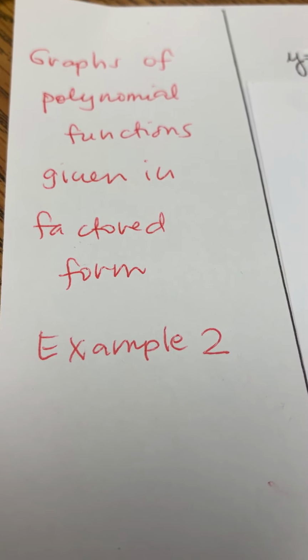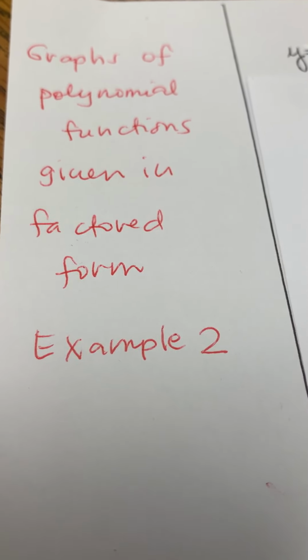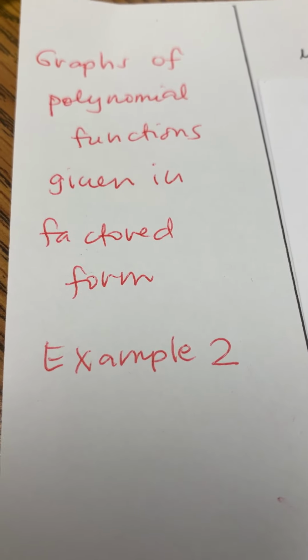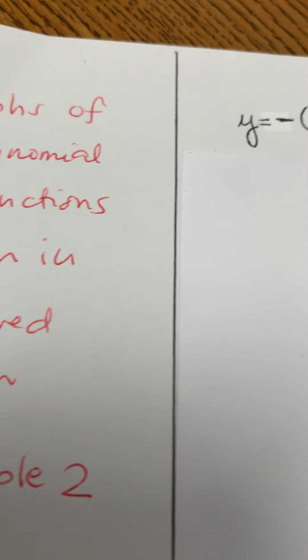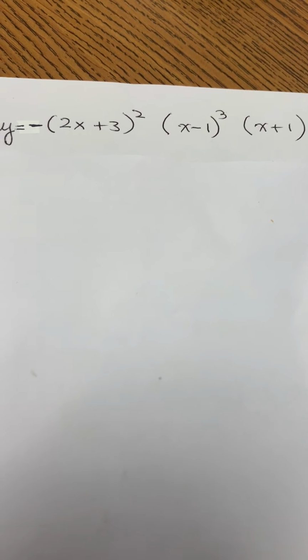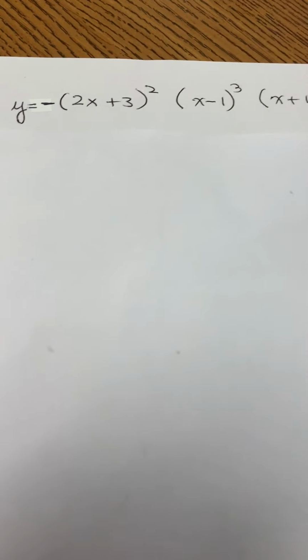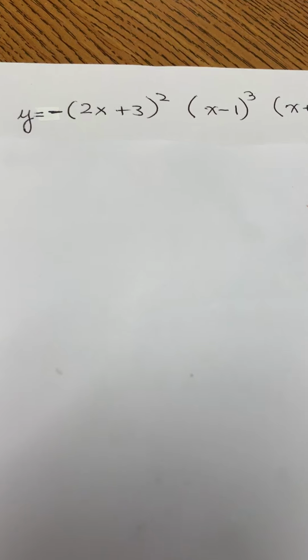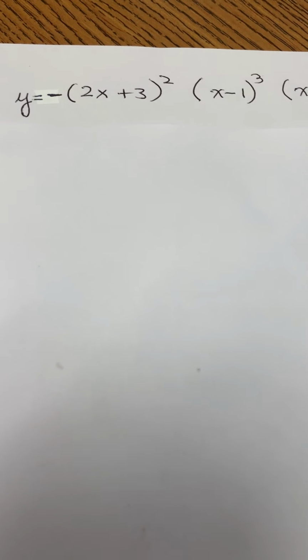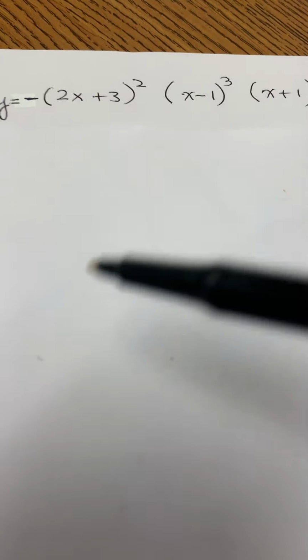So in this lesson, we're going to have example 2 of graphing polynomial functions given in factored form. So this is our given. We're going to graph this polynomial function. My main point here is this negative here, okay? Be sure to consider that and don't forget that all the time. So I hope you're going to pause this video and really try to solve this on your own first.